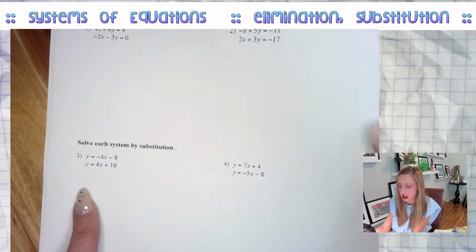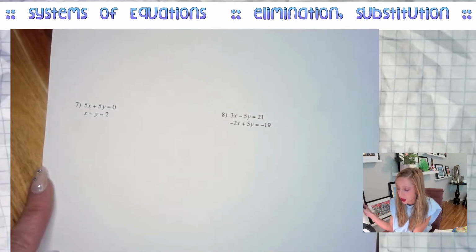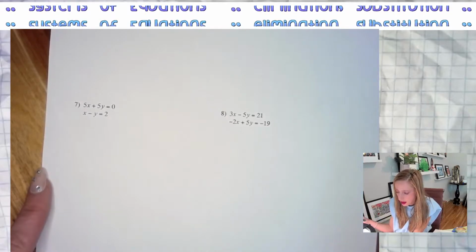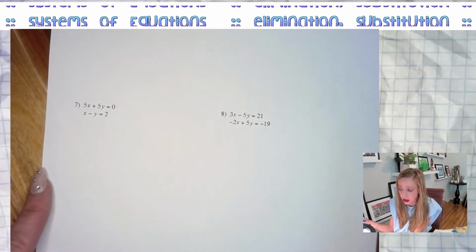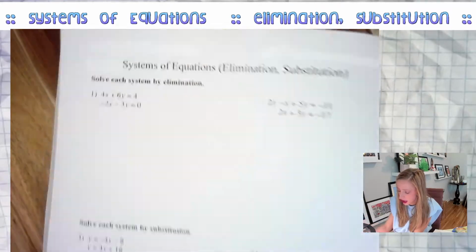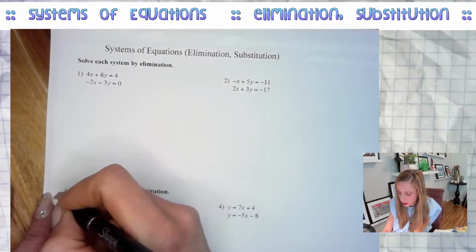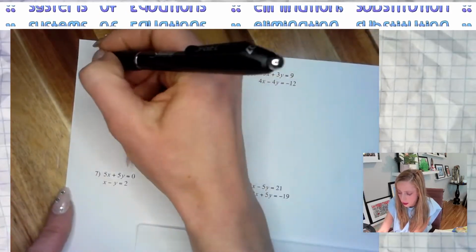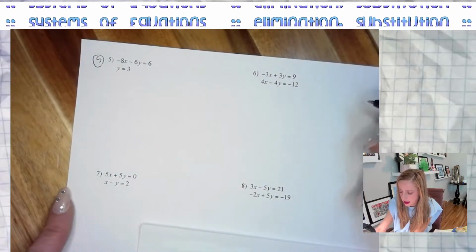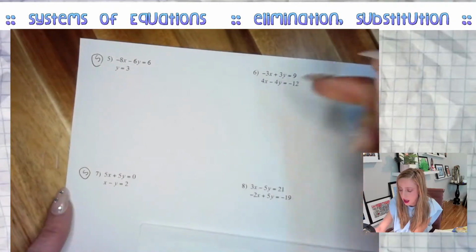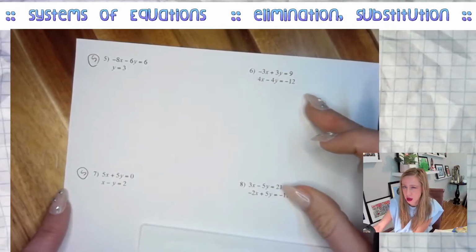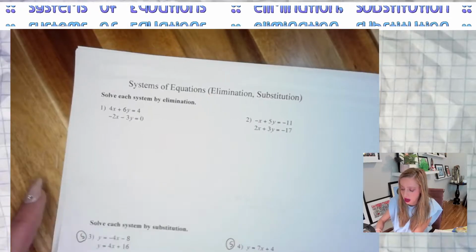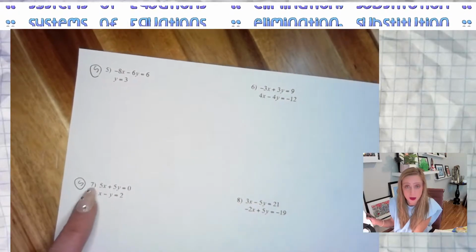We're going to solve by substitution. I'll do number 3 for you, and I'll do number 7 for you. But over here on this page, I want you to do number 3 by substitution, 4 by substitution, 5 by substitution, and 7 by substitution. 6 and 8, you can pick substitution or elimination, okay? I'm going to do number 3 right now. Then I'll also do number 7, okay?